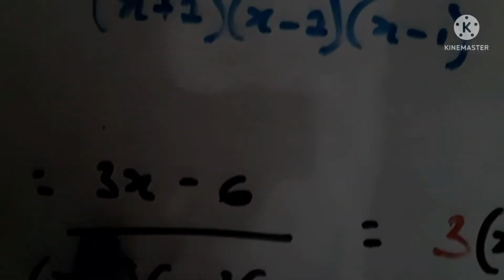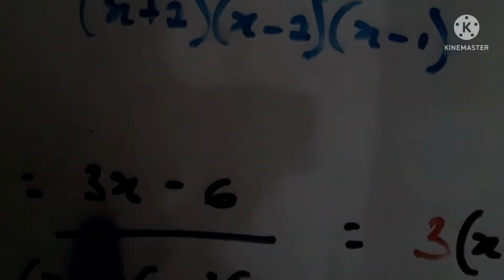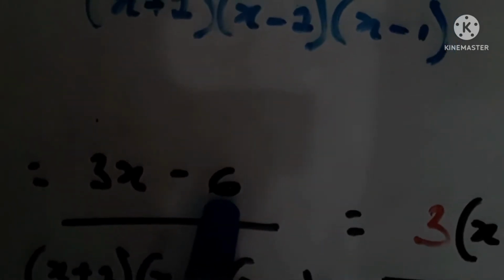Is that okay? So the top here, you can see that we can factor 3 out. So you can see 3 here, you can see 3 out of the 6.